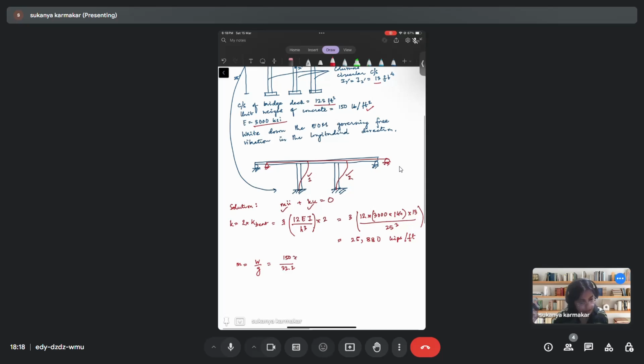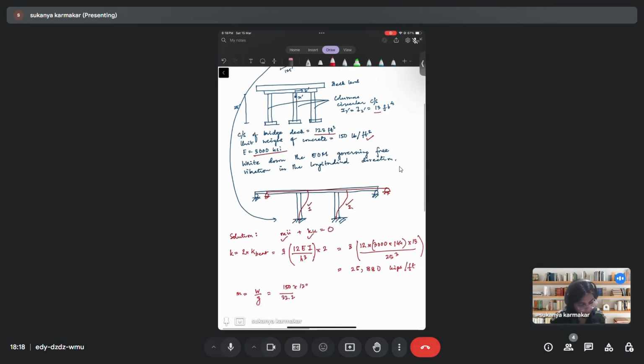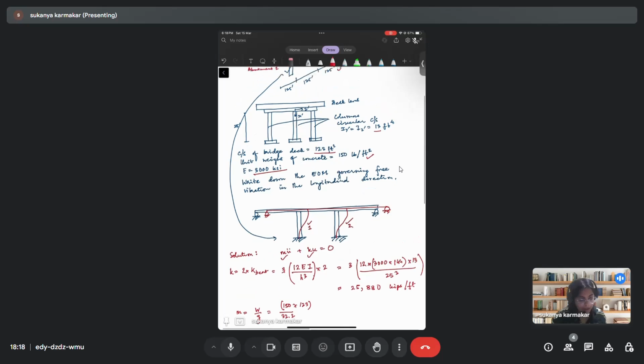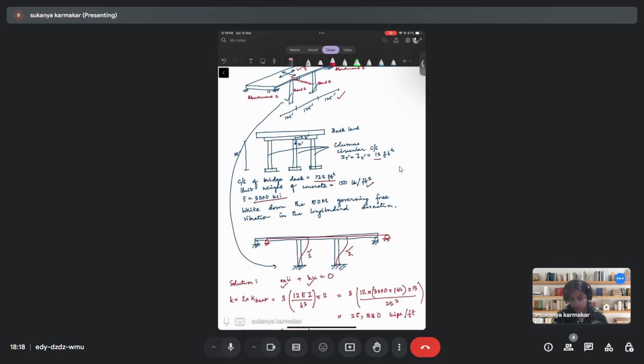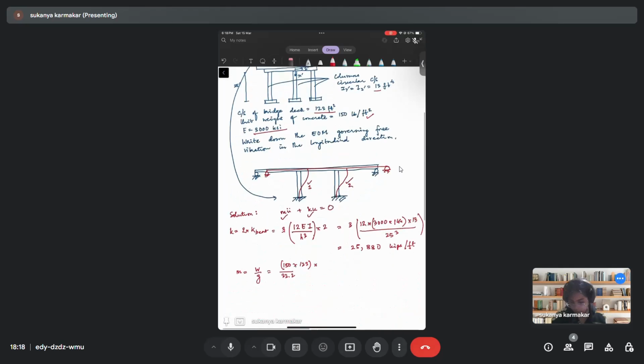So 150 into it should be, you have to multiply it with the cross section to get the weight per unit length. Suppose this is the weight per unit length, and how much is the total length acting on one? This is the total length, that is 375 feet. So that multiplied by 375. So if you solve this, this will be around 214.9 kip second square per feet. Number crunching is fine, but this is the logic.